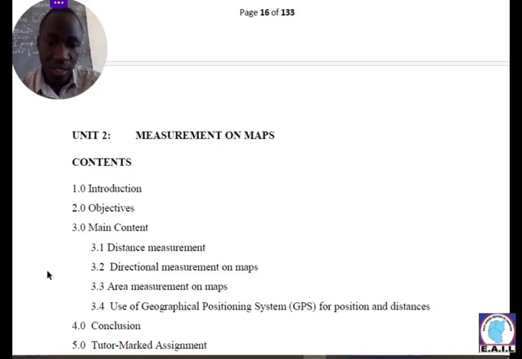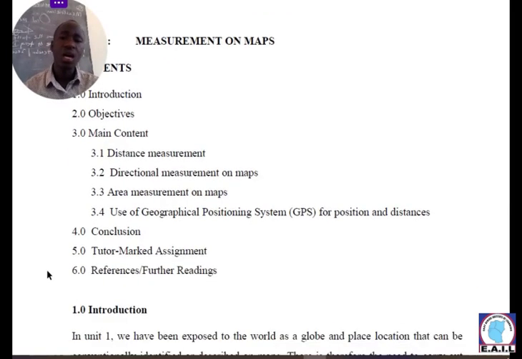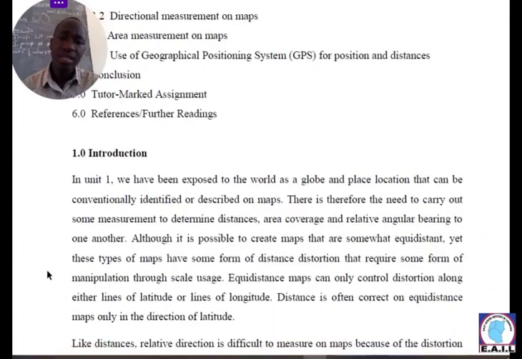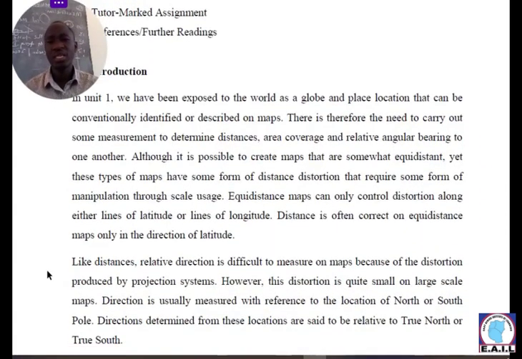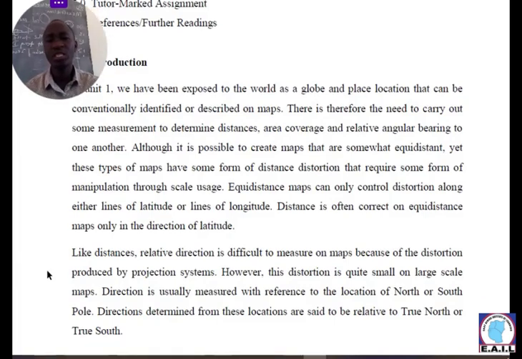And also we look at the use of the GPS, in other words the Global Positioning System, and how it operates. Now when you look at distance measurements, we have what we call measuring distance on regular surface and irregular surface. What is mostly important here, in determining the distance, is that we try to measure the distance of regular and irregular objects.